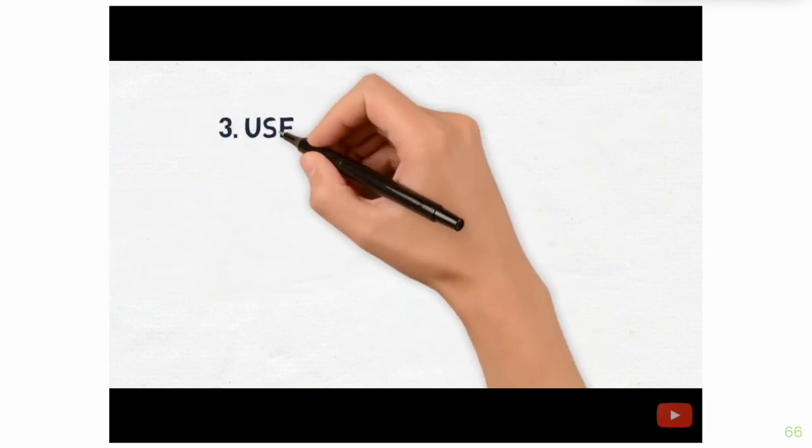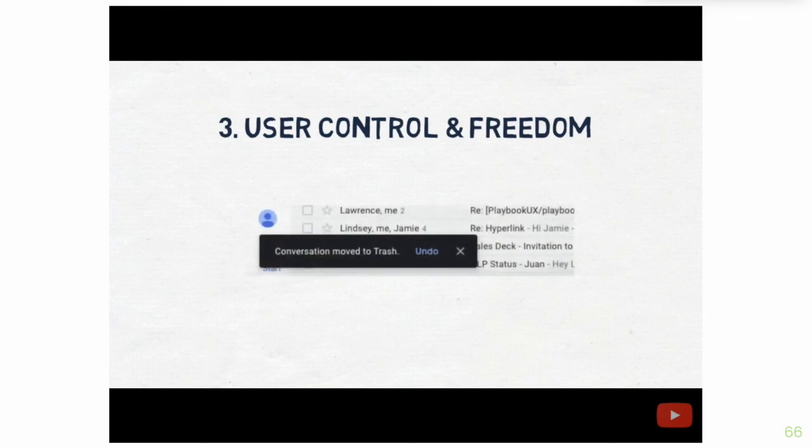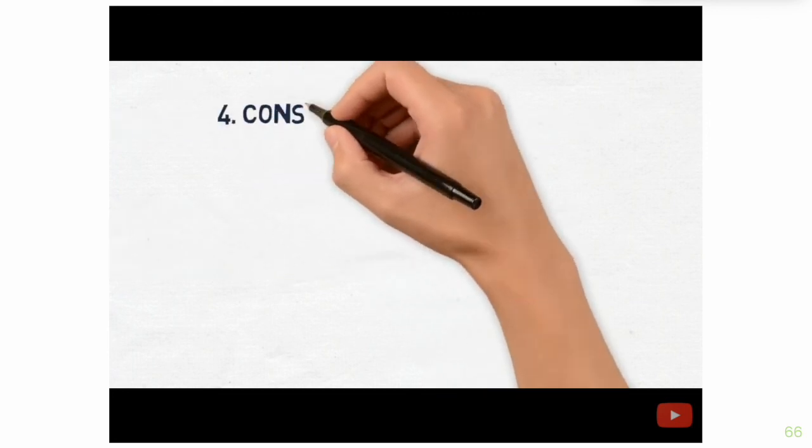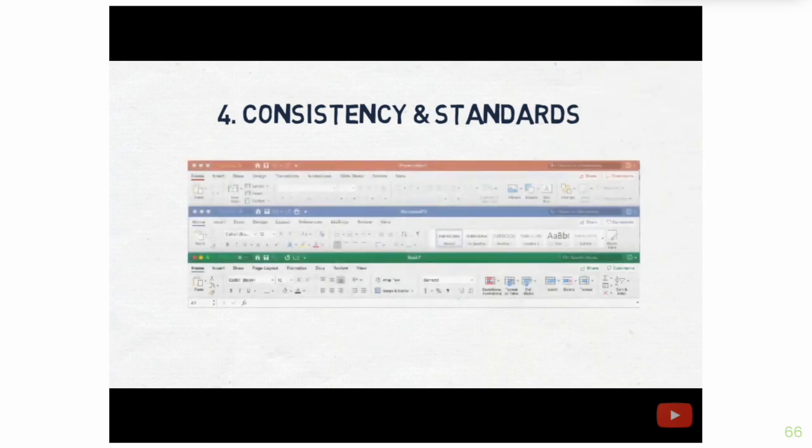Third, user control and freedom. Users should be able to undo and redo actions, and also have the ability to move backward. There should always be an emergency exit. Gmail allows you to undo actions. This is important since people make mistakes. Fourth, consistency and standards. Screen elements should be consistent across the entire platform. Microsoft's header bars are identical for Word, Excel, and PowerPoint, so users can switch between the 3 applications seamlessly.